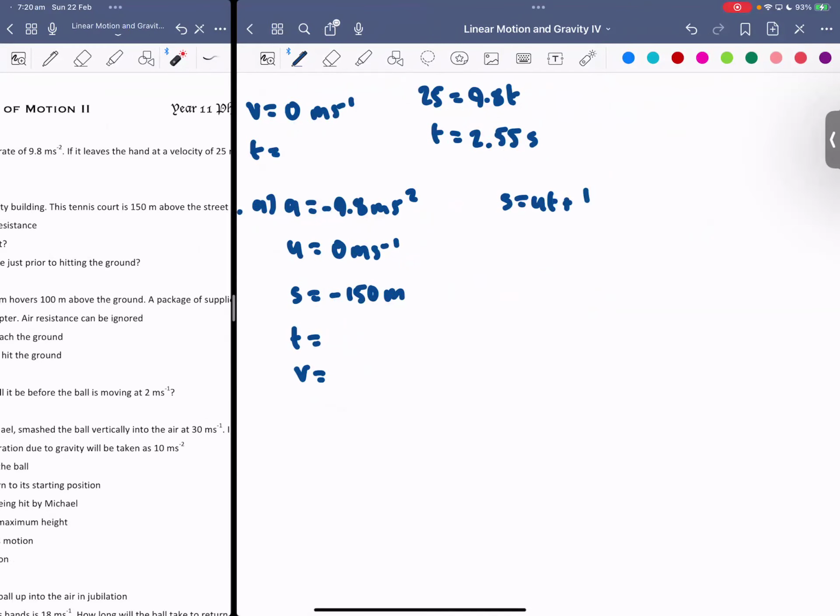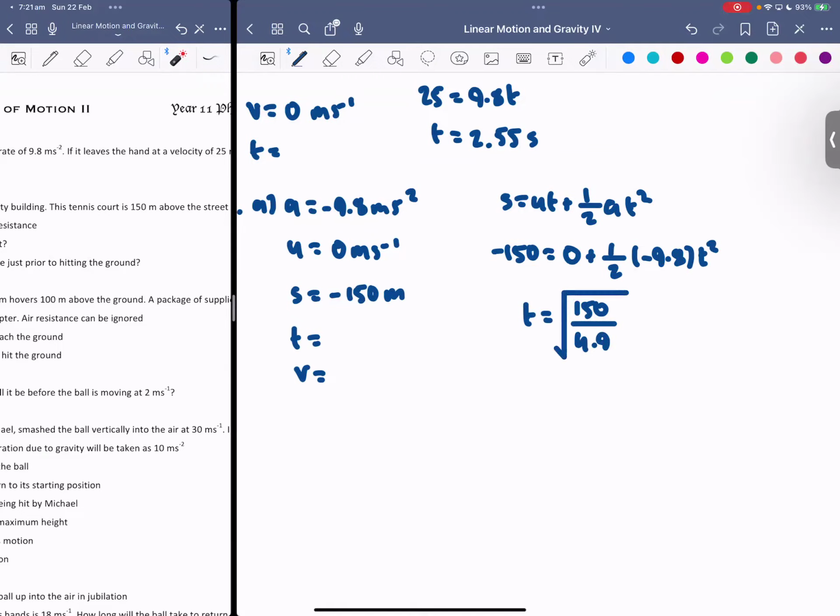Which formula has got a, u, s, and t? s = ut + ½at². s is negative 150. u is 0, plus half times negative 9.8 times t squared. Half times negative 9.8 is negative 4.9. Bring the 4.9 to the other side. So t is the square root of 150 divided by 4.9. So how long did it take? 5.53 seconds. Perfect. That's how long the ball took.